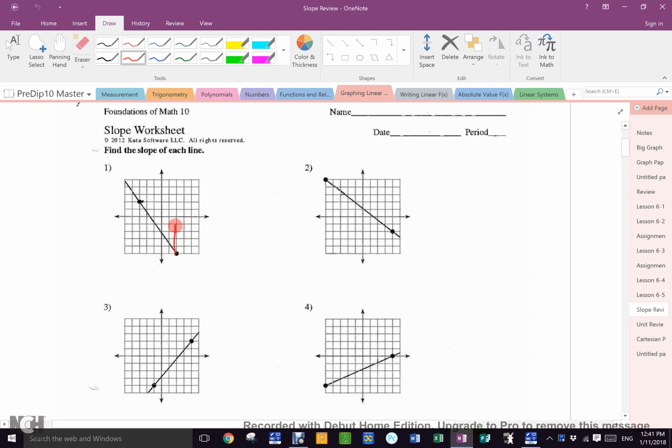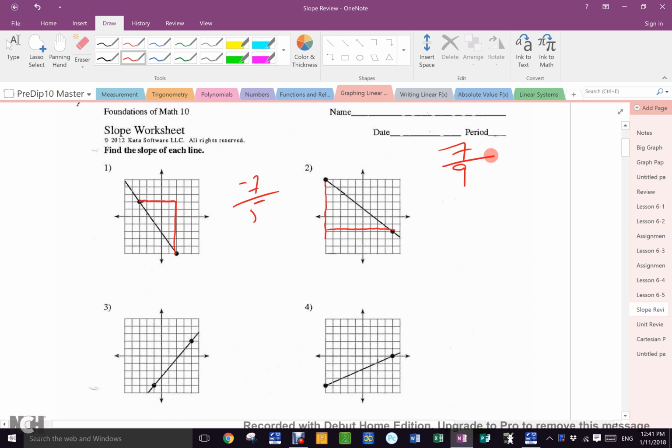1, 2, 3, 4, 5, 6, 7. 1, 2, 3, 4, 5. Negative 7/5. 1, 2, 3, 4, 5, 6, 7, 8. Nope, 7. 1, 2, 3, 4, 5, 6, 7, 8, 9.